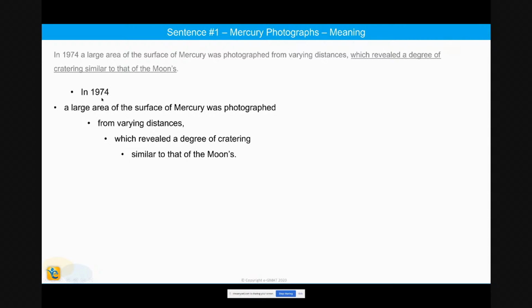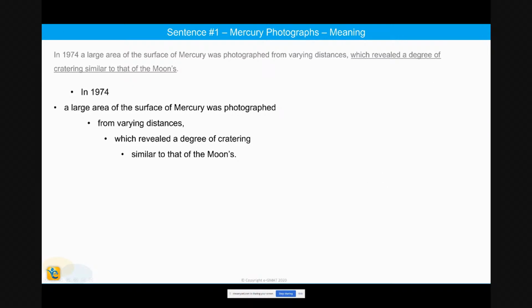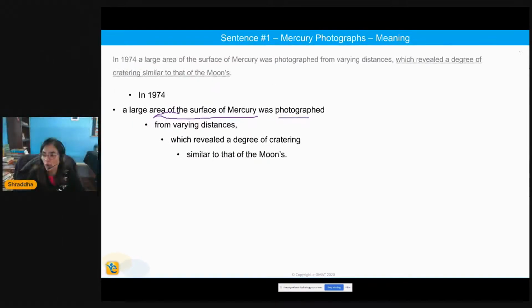So the sentence says in 1974. That means we are going to read about an action that took place in 1974. A large area of the surface of Mercury was photographed. So, what happened in 1974? A large surface of Mercury was photographed.